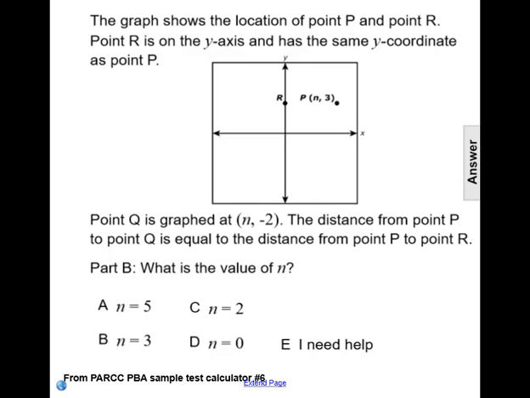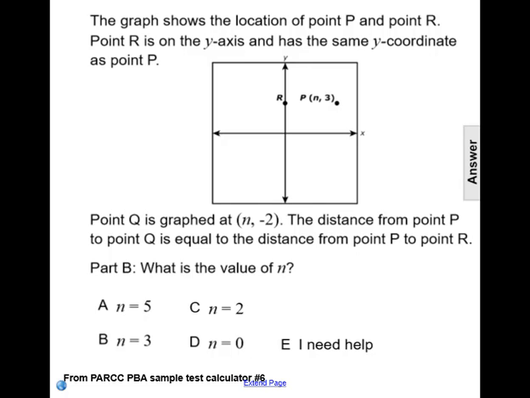The graph shows the location of point P and point R. Point R is on the y-axis and has the same y-coordinate as point P. Point Q is graphed at n, -2. The distance from point P to point Q is equal to the distance from point P to point R.